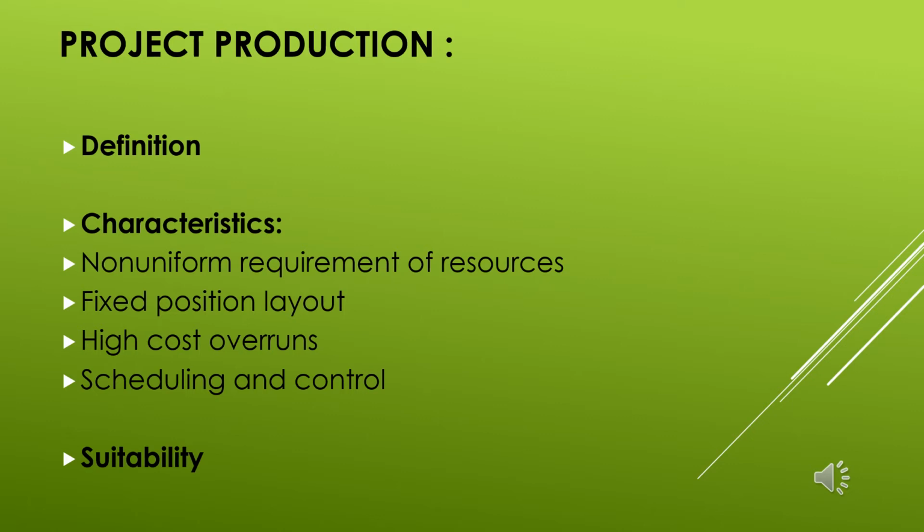Another most important characteristic of project production is the non-uniformity of the requirement of resources. Requirement of resources in project production is generally not uniform. Generally, the resource requirements, that is the manpower, the raw materials, the investment, are very low in the beginning of the project. But when the project is progressing, the build up is very fast, as more and more resources are required towards the end of the particular project.